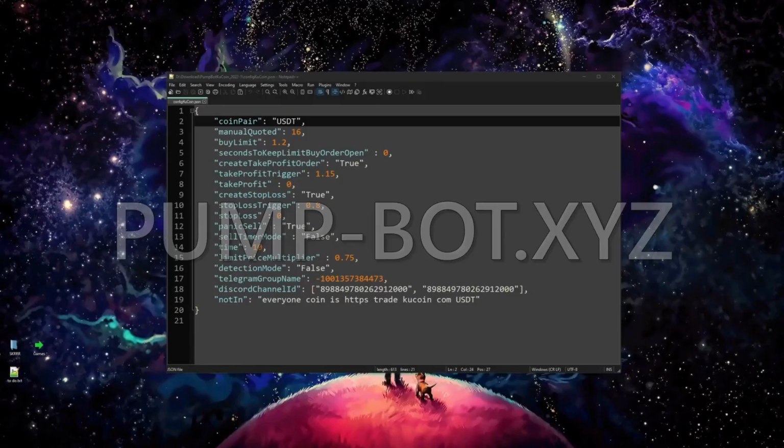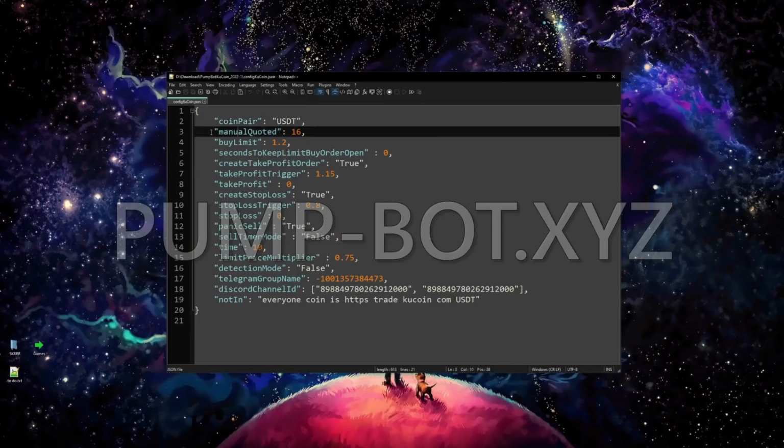These settings are similar across all exchanges with some minor differences. Coin pair stands for the currency that we are going to trade our coins with. Most of the time the pair is USDT or Bitcoin. Just enter USDT or BTC depending on the pump and exchange.